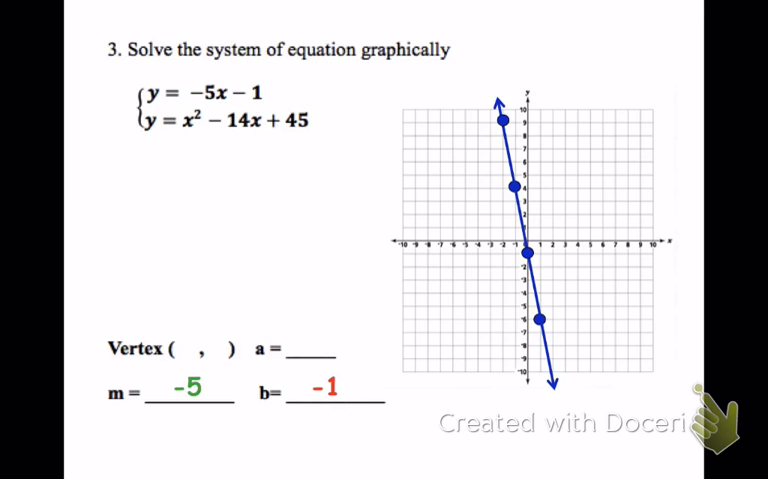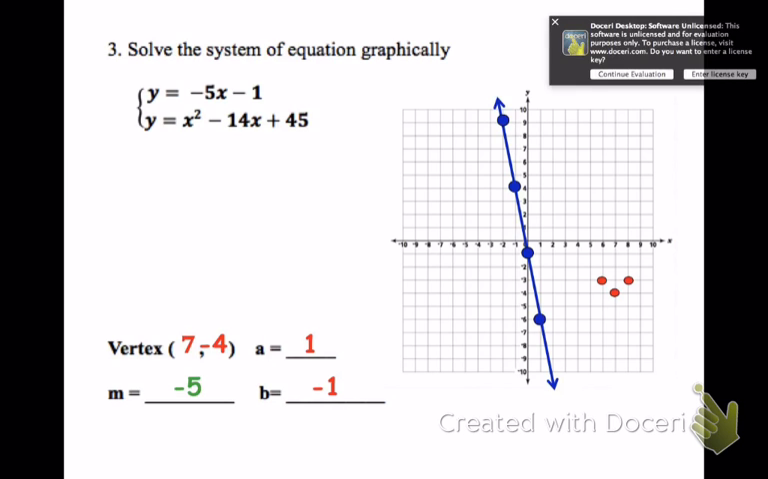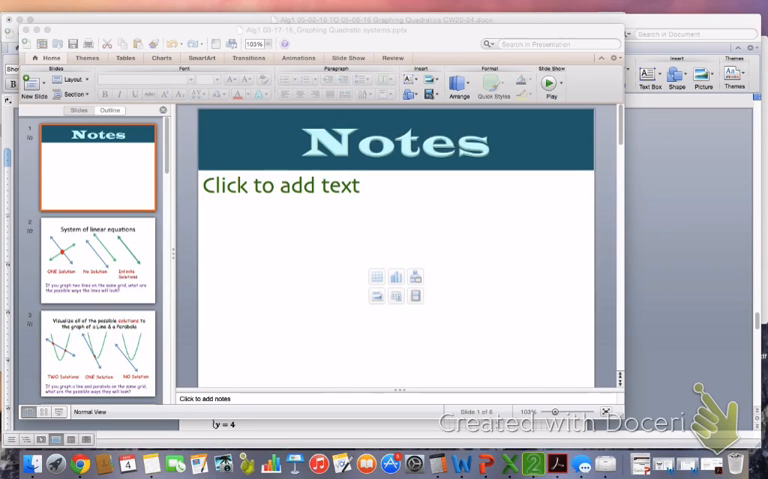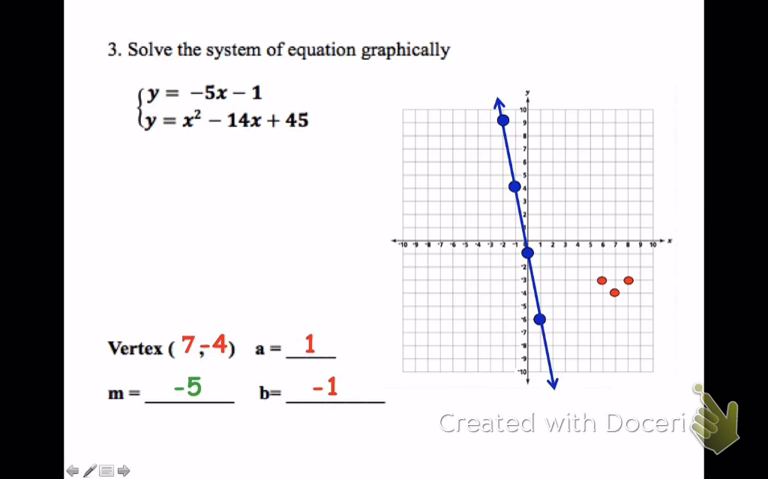Then for my vertex, which was at (7, -4), I'm going to go 7 to the right, 4 down. My a value is 1, so I'm going to go up 1 and over 1. Again, I would need to use Desmos or something for this one to figure out where it connects. Sorry about that. All right, draw my parabola. In this case, you should clearly be able to see that this parabola is never going to hit this line. So in this case, we have no solution.